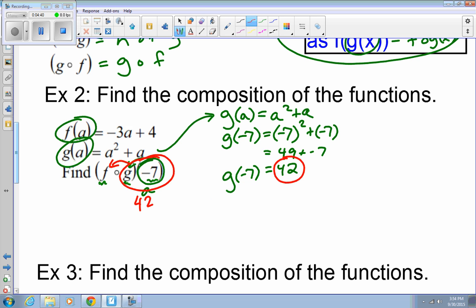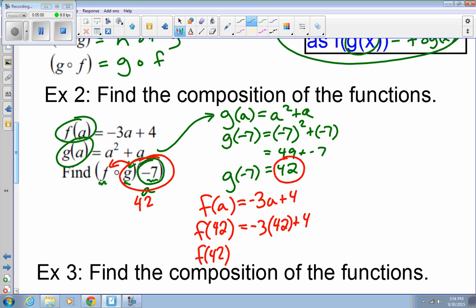So I'm going to write the f function, f of a, equals -3a plus 4. I'm going to substitute 42 now in for this a, into all of the a's in the function. Negative 3 times 42 is negative 126, plus 4 is negative 122. So we say f of g of negative 7 is going to equal negative 122. That is your final answer, negative 122. Moving on.